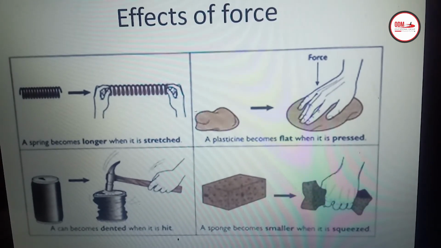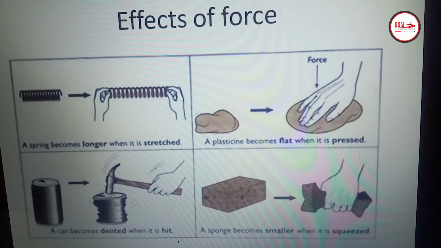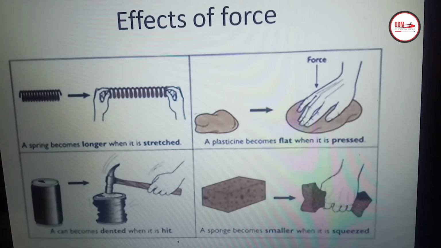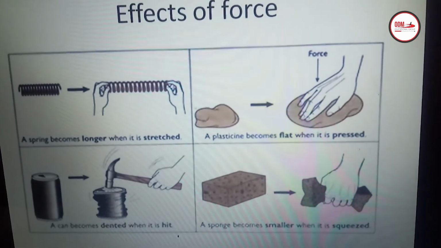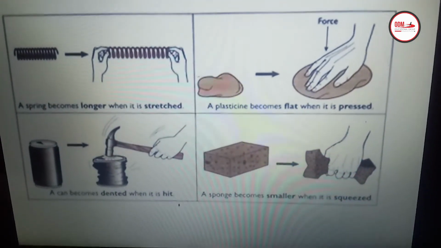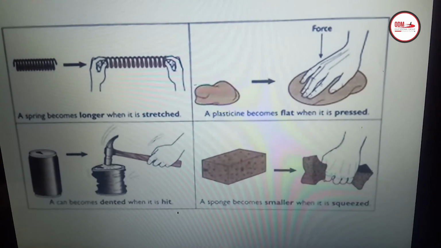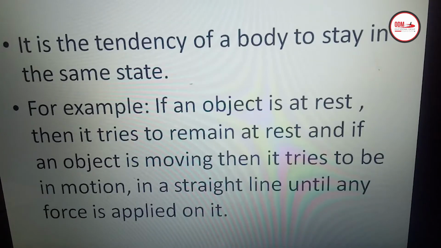Plasticine also changes its shape by application of force. It can also become dented when it is hit. A sponge becomes smaller when it is squeezed. So these are all the applications of force, the effects of force.